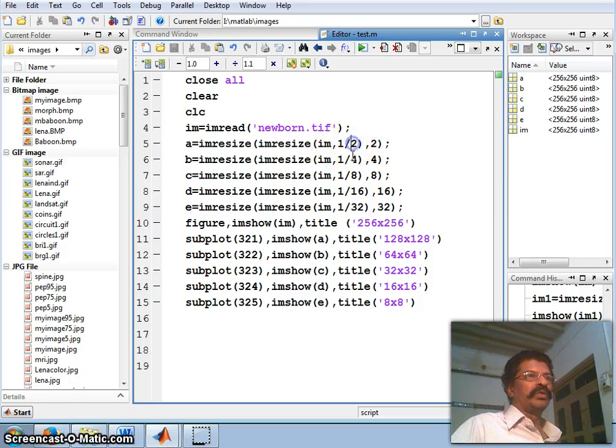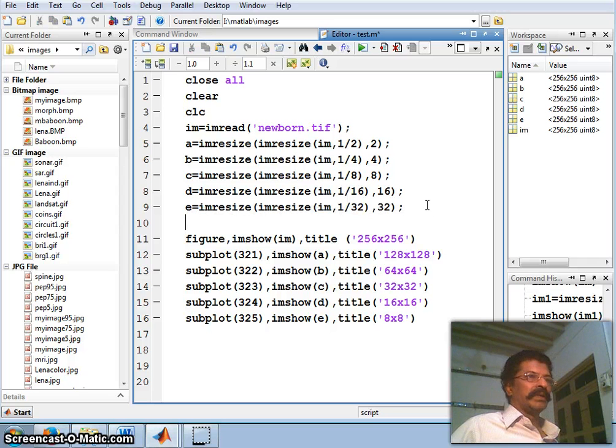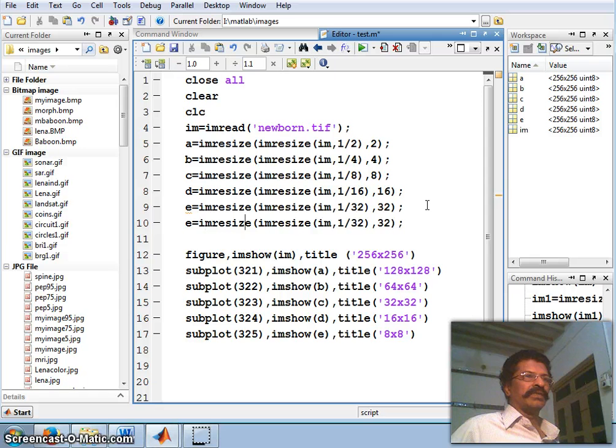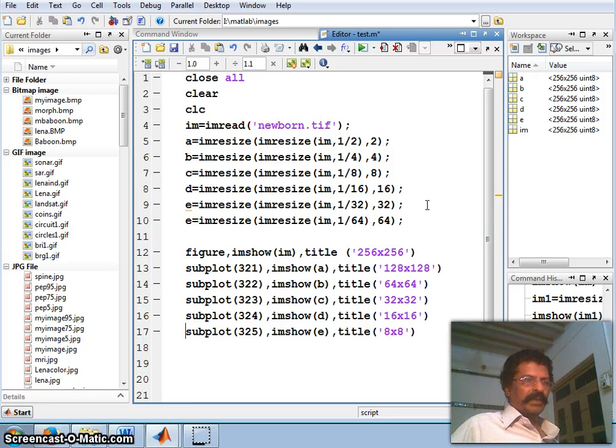Alright, 1 2 4 8 16 32. We can take one more image which is reduced by 64 and expanded by 64, and that image we shall take here, Control C and Control V, and this one is my sixth image, image F. Therefore this should be F, not E, and half of this one, it should have a 4x4 resolution.